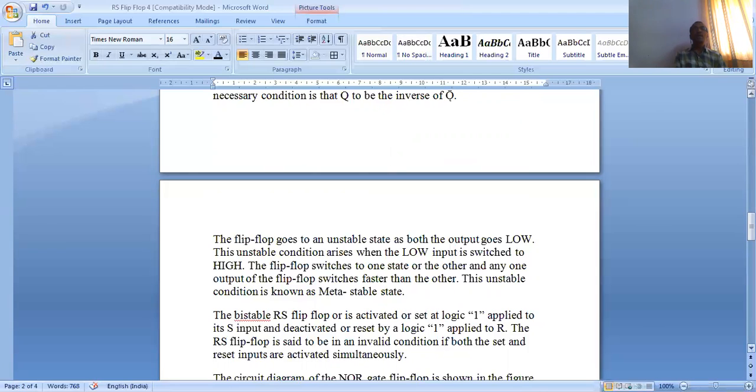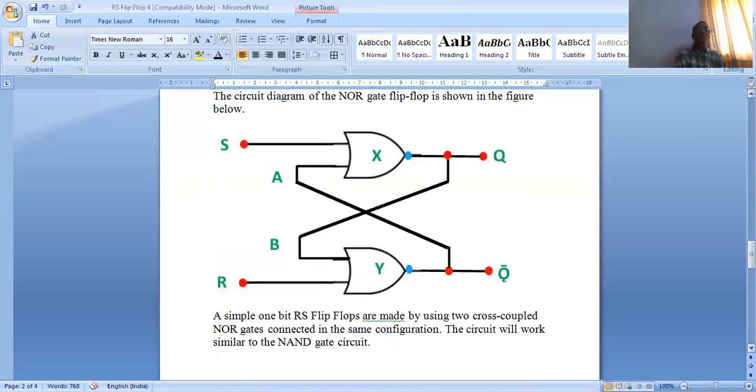Do you understand? Same case, same construction we are going to see in the case of NOR gate. The construction of the RS flip-flop using NOR gate.